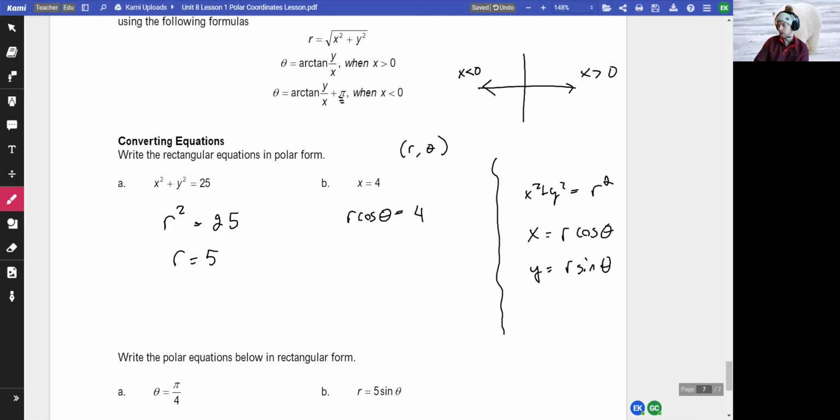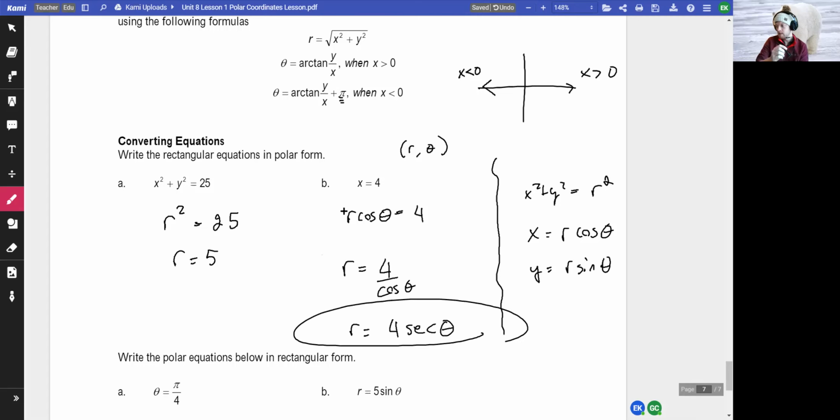So what is r here? r is 4 over cosine theta, or 4 times secant theta. And actually, fun fact, the vertical line in polar. Remember when we did theta equals pi over 4? It wasn't a vertical line. It was a line going through the pole. The vertical lines in polar, you write as secant theta. r equals 4 secant theta.